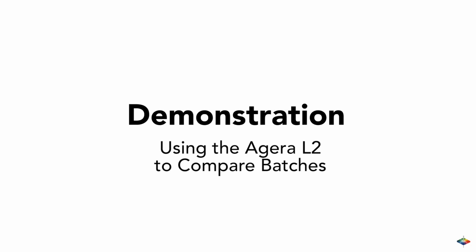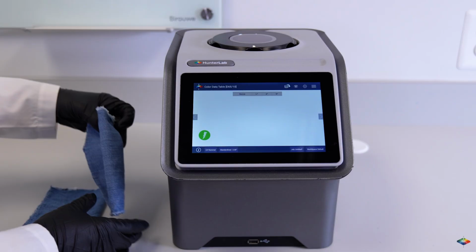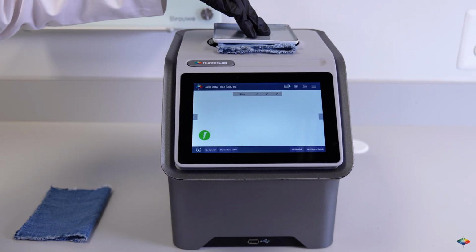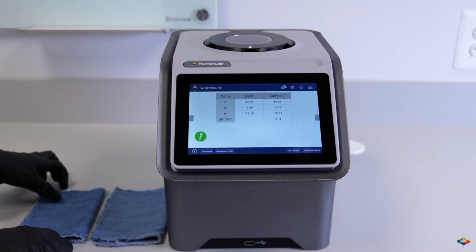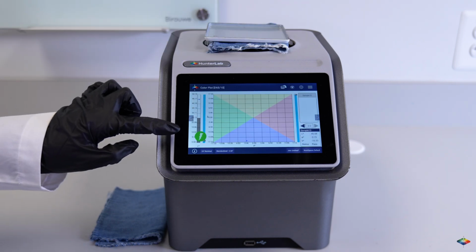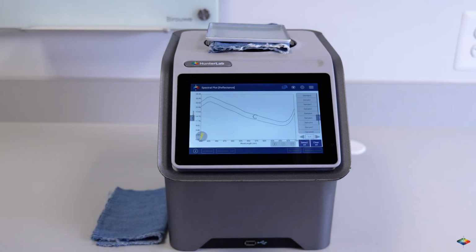Demonstration. Using the Agera L2 to compare batches. We'll measure 2 denim samples. Place the first sample flat against the measurement port. Capture the reading. Replace it with the second sample and repeat. Compare the resulting delta E star values. Even slight differences can be detected, flagged, and corrected before reaching customers.